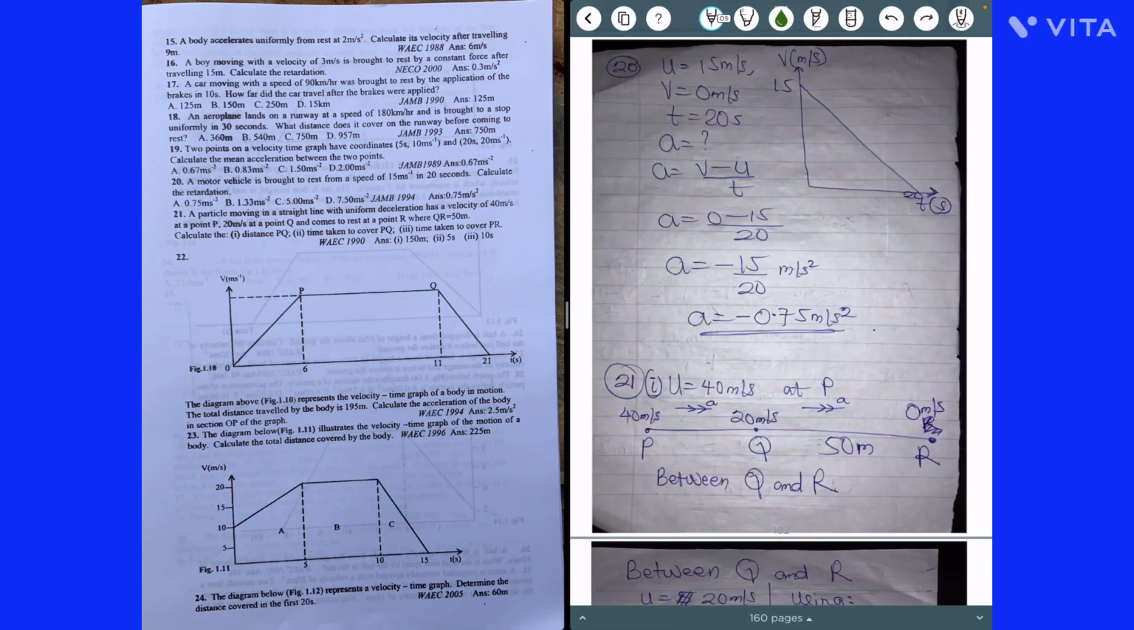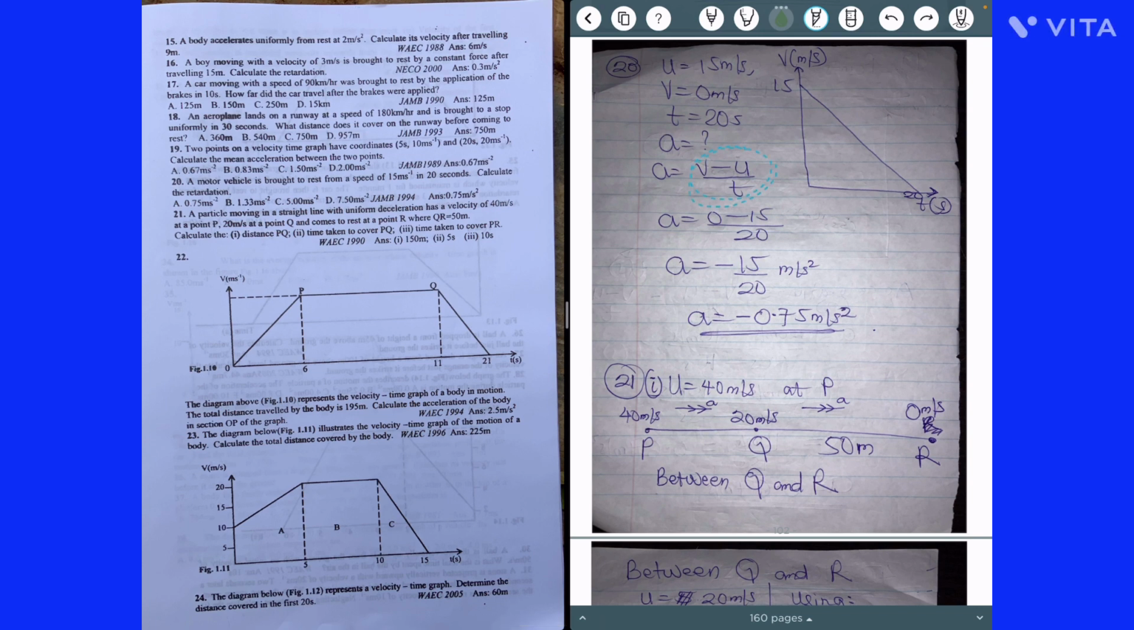Question 20 says, a motor vehicle is brought to rest from a speed of 15 meters per second in 20 seconds. So the initial velocity of the motor vehicle is 15 meters per second. Brought to rest means that at the end, its velocity became zero. So its final velocity is zero. The time taken to reduce its velocity from 15 to 0 is 20 seconds. The question says, calculate its acceleration.